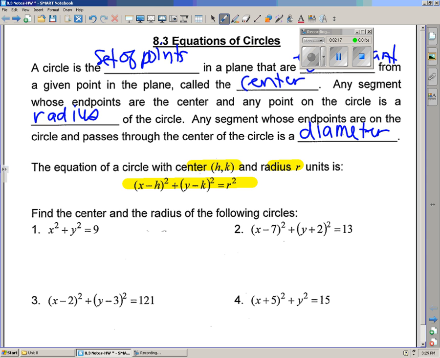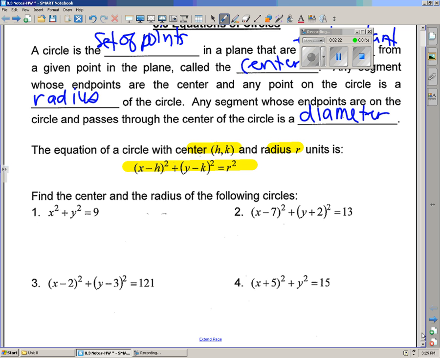When you find the center and the radius of the following circles, you need to put this whole thing back into your equation. For the first one, you're not given an h and a k. But you know that anything added to x that remains itself would be 0. It's like saying x minus 0 squared plus y minus 0 squared is going to be 9, which is just 3 squared. So x minus 0 is just x, and x squared is x squared. And y minus 0 is just y, and y squared is y squared. And 3 squared is 9.